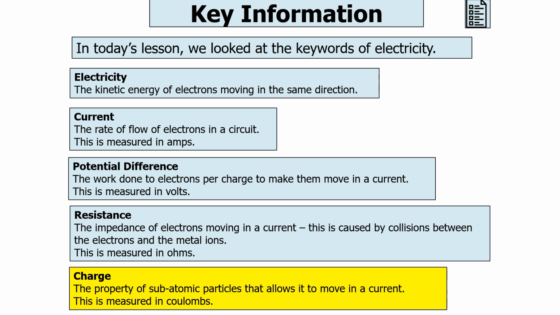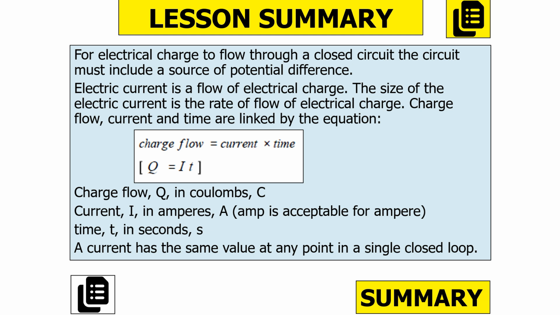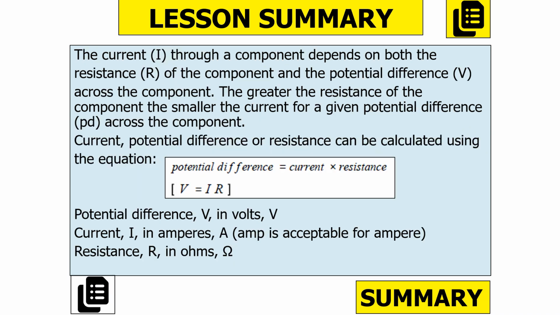So to summarize, for electrical charge to flow through a closed circuit, the circuit must contain a source of potential difference. Electrical current is the flow of electrical charge. The size of electrical current is the rate of flow of electrical charge, with the equation as charge flow is equal to current times by time, and current has the same value at any point in a single closed loop. The current through a component depends on both the resistance of the component and the potential difference across the component. The greater the resistance of the component, the smaller the current for a given potential difference across the component, where V equals IR.